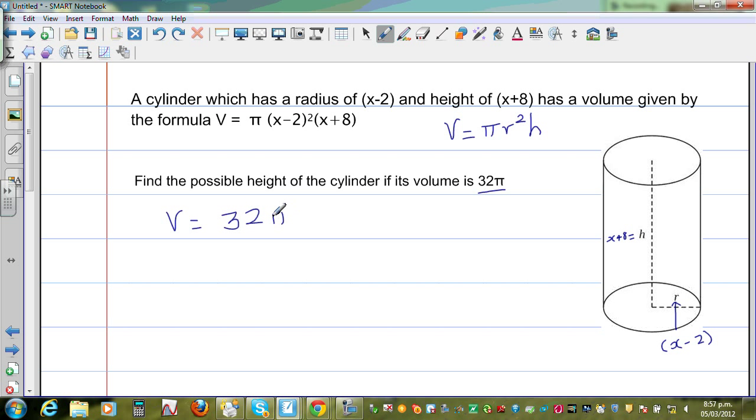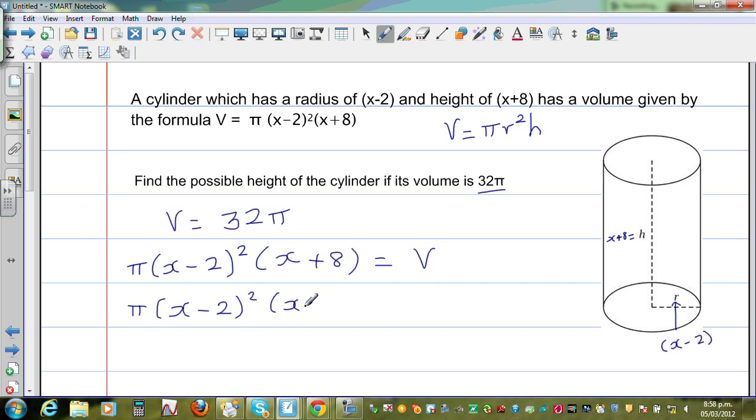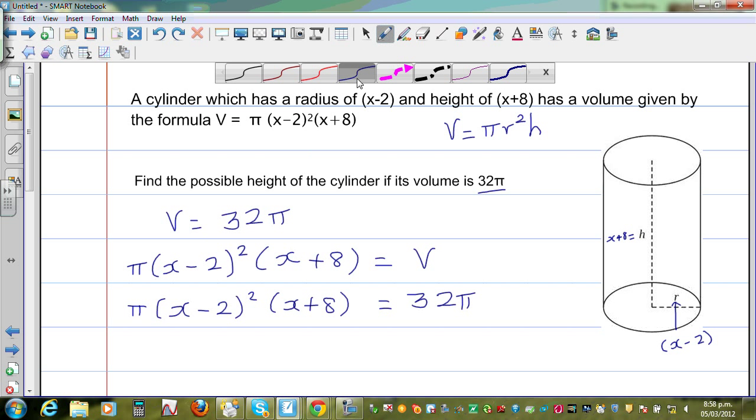So let us substitute this back into this equation. So can I write the same equation like this? Pi times x minus 2 the whole squared times x plus 8 is equal to V. I've rewritten this equation again. So I can write now pi times x minus 2 the whole squared times x plus 8 is equal to 32 pi. So you've got 32 pi on both sides, so you can divide both sides by pi. So this and this get cancelled.